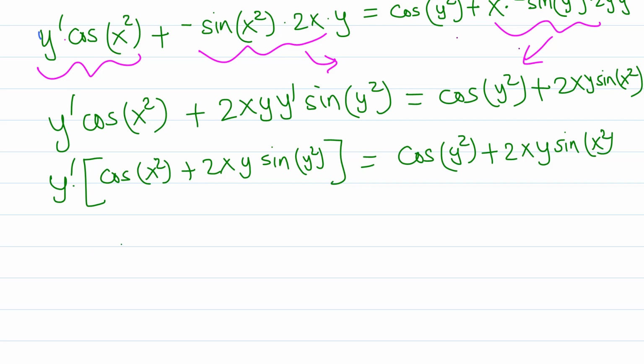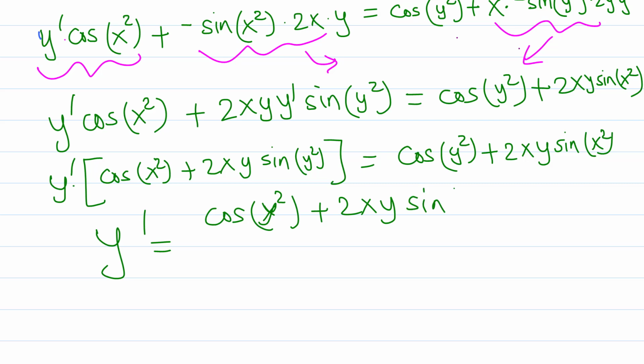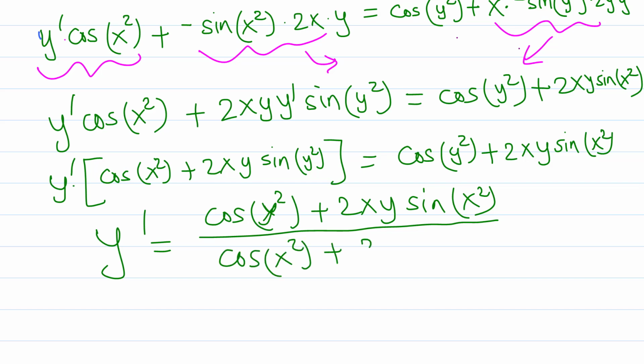So y prime equals cosine y squared plus 2xy sine x squared, all over this factor, cosine x squared plus 2xy sine y squared. Final. This here is cosine y squared. This is y squared as well. Final.